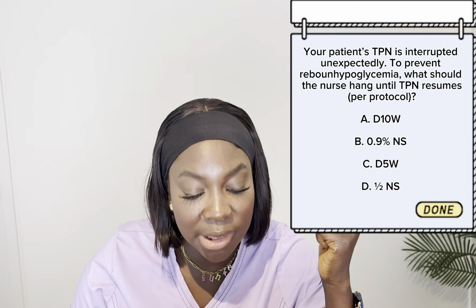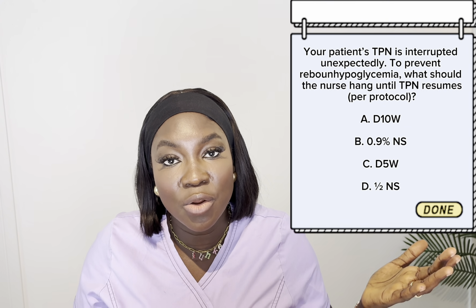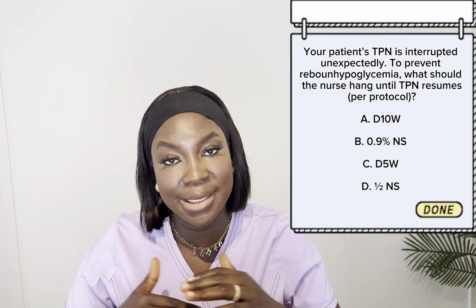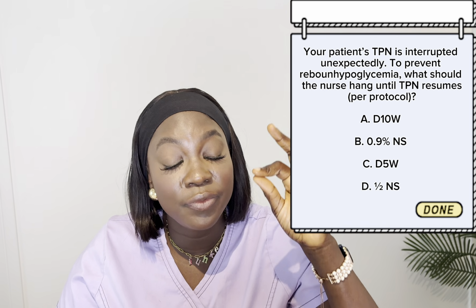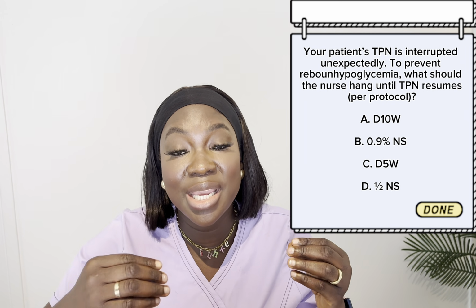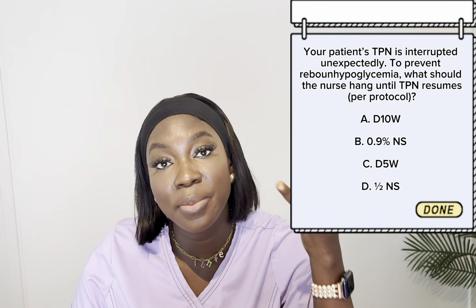Now let's go through the wrong ones. B says 0.9 normal saline. This is just sodium chloride. There is no sugar in it. We are looking for something we'll give them that will prevent hypoglycemia. So that's why that is wrong. Now, C says D5W, which is 5% dextrose in water. It might not provide enough glucose for patients if their TPN is high in glucose. And the last one, D, says half normal saline. It's just normal saline, sodium chloride, no sugar in it. We are looking for fluids that will prevent hypoglycemia.